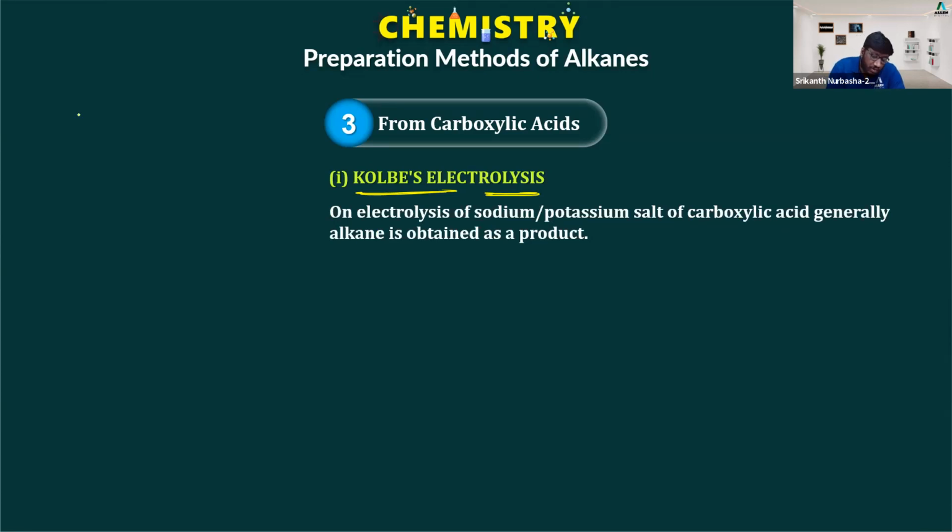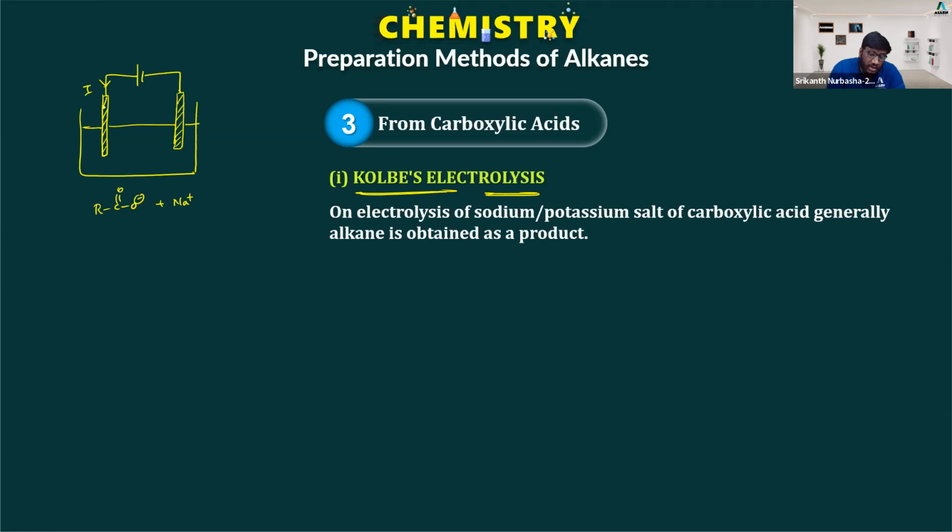So what is electrolysis, students? We have a beaker or container where two metallic electrodes have been placed in a solution of electrolyte. What is the electrolyte now? The sodium or potassium salt of carboxylic acid, that means we have RCOO minus and Na plus. We are adding this electrolyte to a solution where we have placed two metallic electrodes and connecting an external power supply to the system. Now current is entering the electrolytic solution.